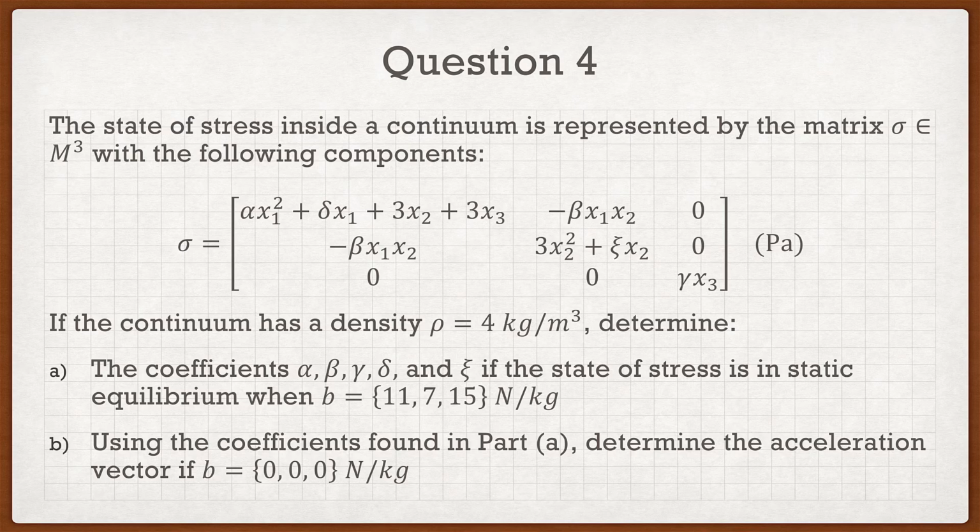So for question 4 here, it says the state of stress inside a continuum is represented by the matrix with the following components. So we have a stress matrix. As we can see and as we can expect, it's symmetric. But inside of this matrix, we have 5 unknown constants. We have alpha, beta, delta, gamma, and xi. And xi is that little squiggly one.